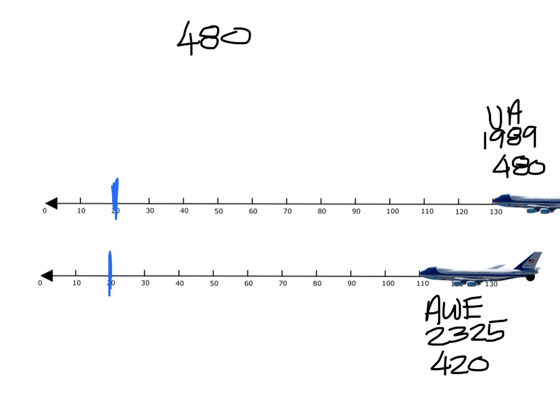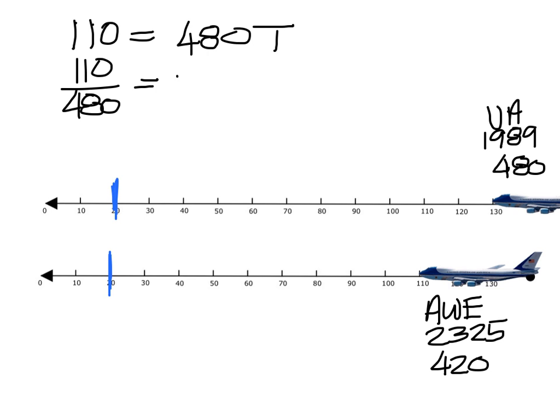It's going 110 miles. So we're going to look at 1, 2, 3, 4, 5, 6, 7, 8, 9, 10, 11. That is 110 miles. Time goes here. To solve for t, what do I have to do? Divide both sides by 480. So we have 110 over 480, and we'll set that equal to t.